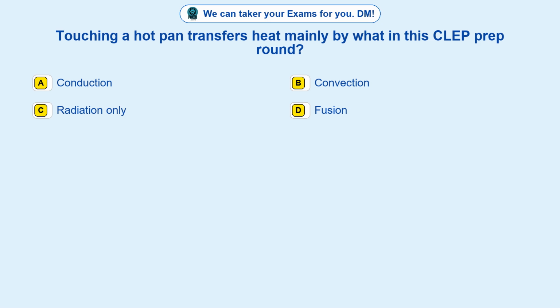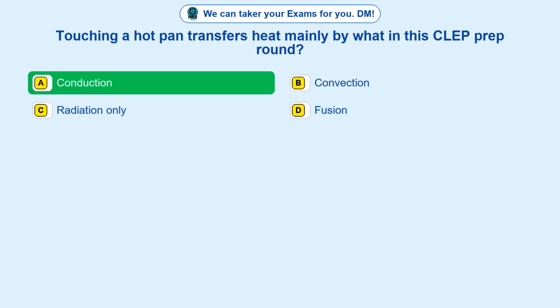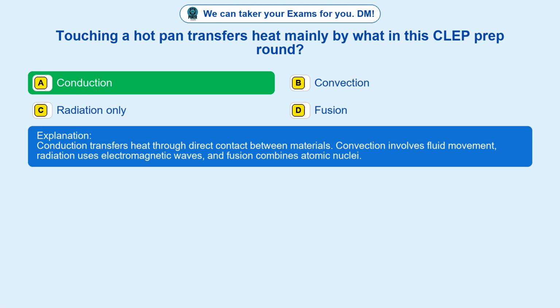Question 75. Touching a hot pan transfers heat mainly by what in the CLEP prep round? Option A, conduction. Option B, convection. Option C, radiation only. Option D, fusion. The correct answer is option A, conduction. Conduction transfers heat through direct contact between materials. Convection involves fluid movement, radiation uses electromagnetic waves, and fusion combines atomic nuclei.